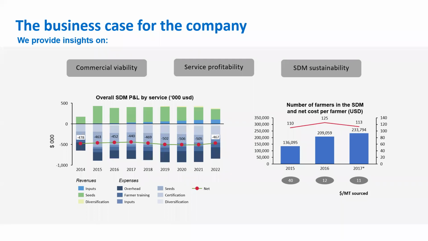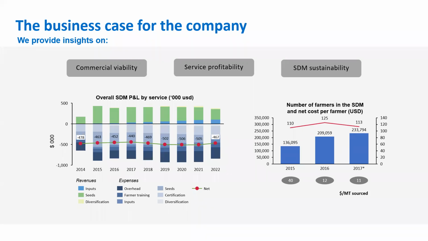Then we look at the business case for the company. So firstly, we look at the service profitability. In the graph to the bottom left, this is comparing what the revenues from the services are versus what the key expenses for the services are. And here is a good example of what a typical service delivery model might look like. Generally, you would see that the expenses are higher than the revenues, and there is a net loss.